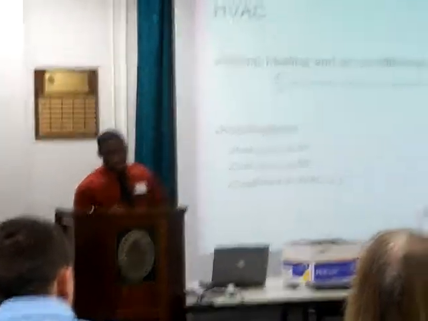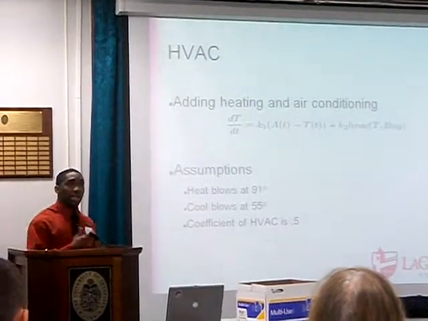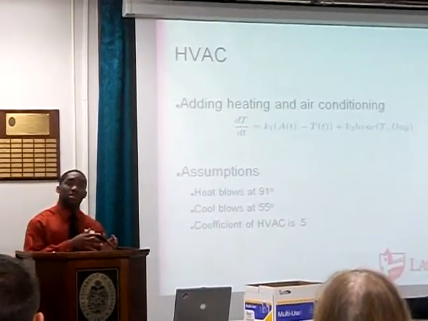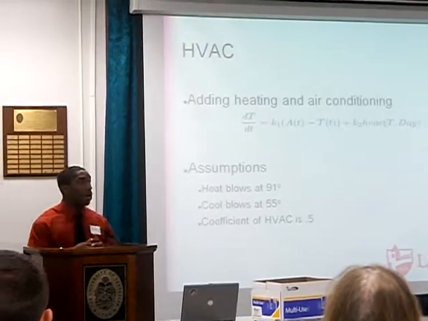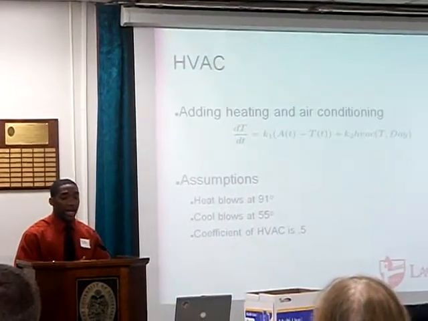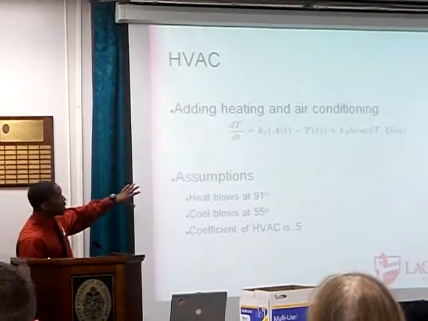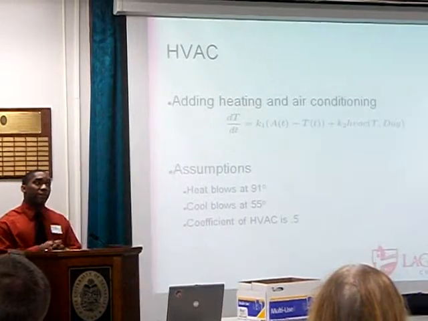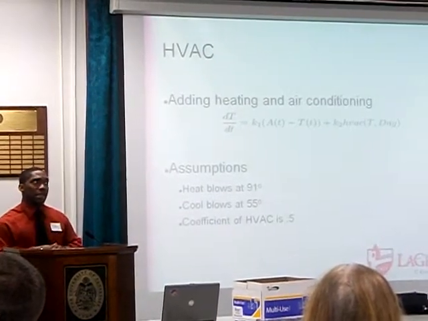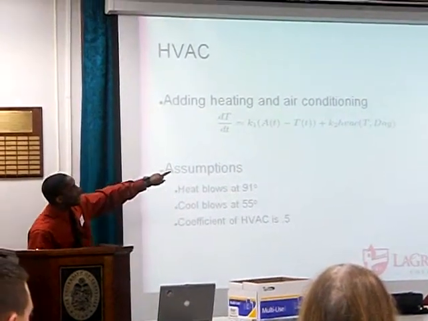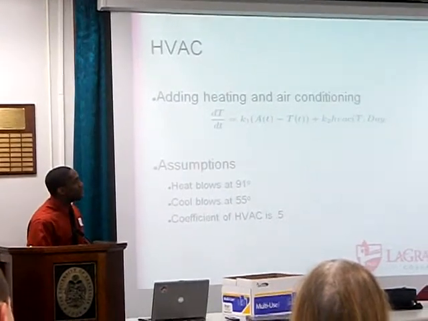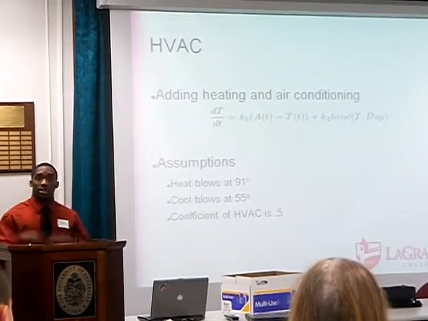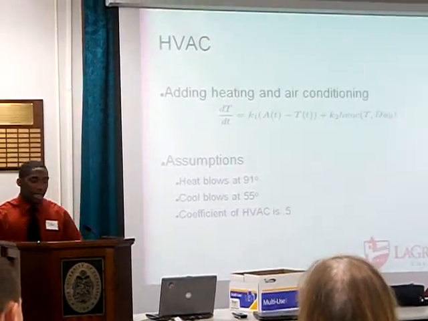Okay, and like I said, our assumptions, we didn't really know what it was. So our assumption was that our heat blows at 91 degrees and our cool blows at 55 degrees. And we didn't know what our coefficient for our air conditioner is, so we just used 0.5 because it looked about right. And the inputs for our HVAC were our time and our internal temperature. So that's what I based my control laws on.